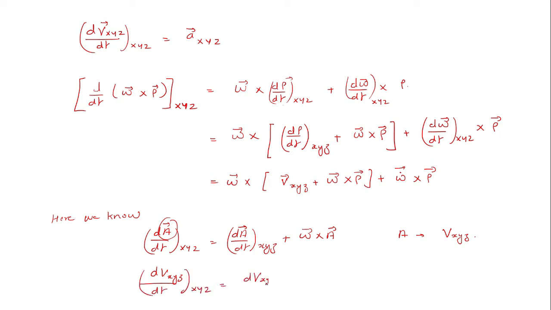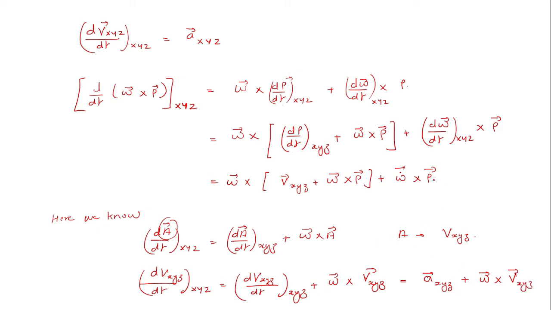dv xyz by dt whole raised to small xyz plus omega vector cross vxyz vector, which in turn I can write as the corresponding dv small xyz by dt with respect to small xyz, which is actually the acceleration of the point P with respect to the moving frame small xyz, plus omega cross v with respect to small xyz vector.